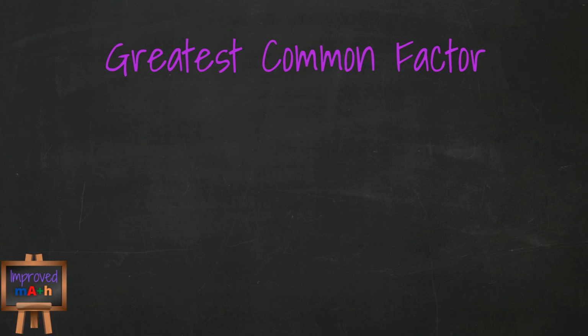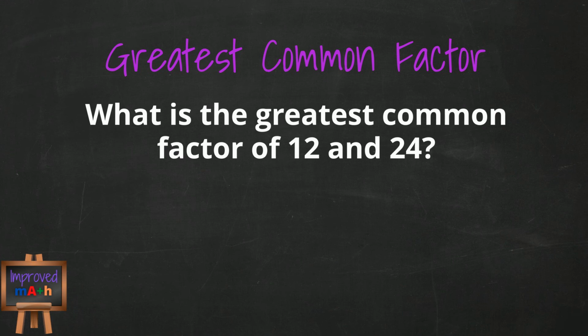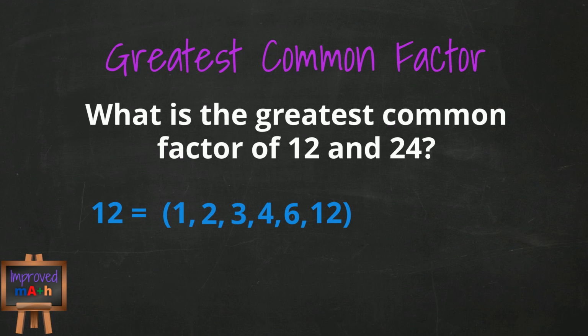So how do you find the greatest common factor? The first step is to find factors of both the numbers. So let's use 12 and 24. Let's use the steps we talked about earlier. The factors of 12 are 1 and 12, because 1 times 12 is 12. 2 and 6, because 2 times 6 equals 12. 3 and 4, because 3 times 4 equals 12. So 1, 2, 3, 4, 6, and 12 are all factors of 12.